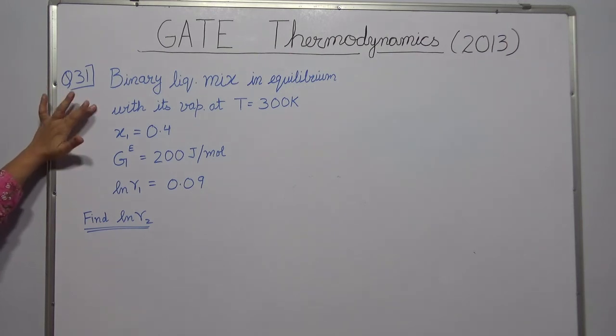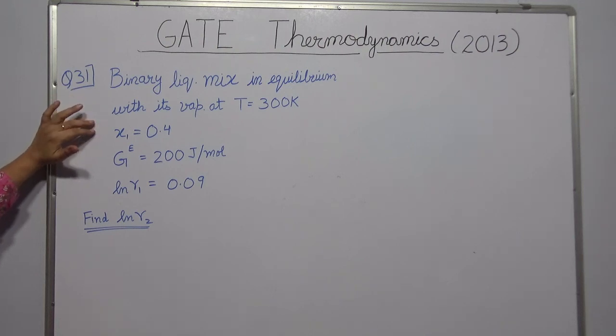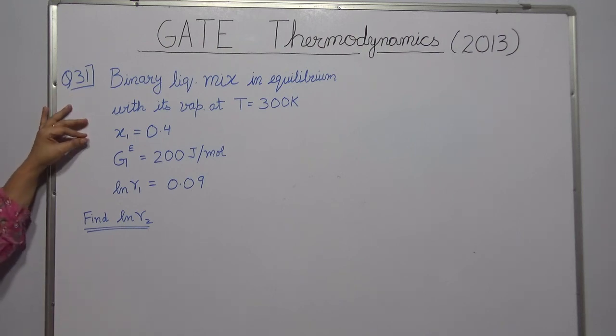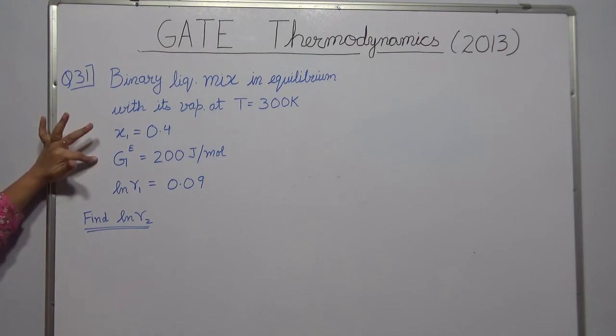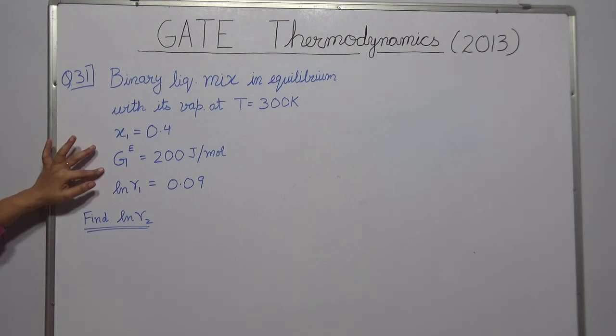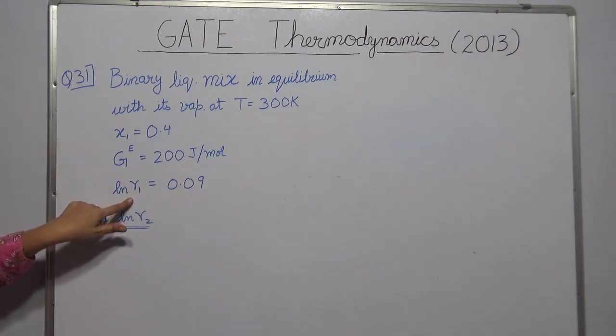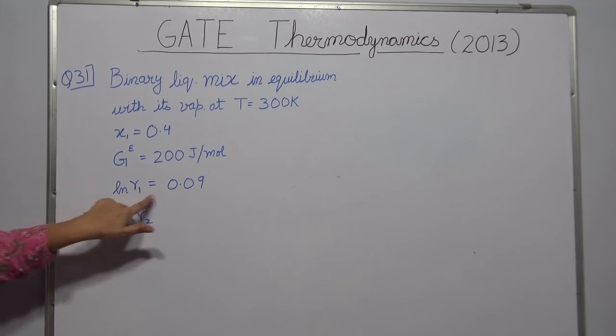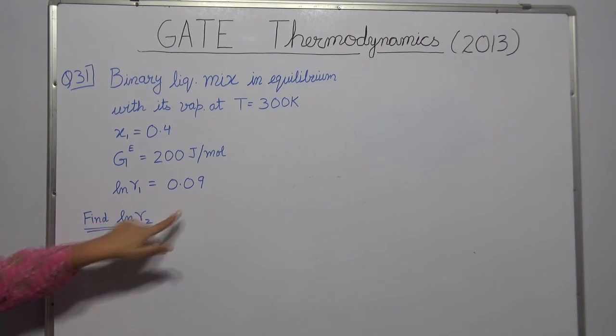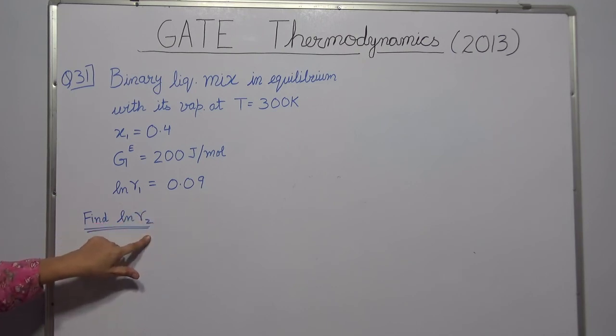In this they talk about a binary liquid mixture which is in equilibrium with its vapor at a temperature of 300 Kelvin. The mole fraction of component 1 in the liquid phase is given as 0.4 and the molar excess Gibbs free energy GE, so this is a mixture property, is equal to 200 joules per mole. They have further given you that ln gamma 1, gamma 1 is your activity coefficient, is equal to 0.09 and you have to find out what is ln gamma 2.